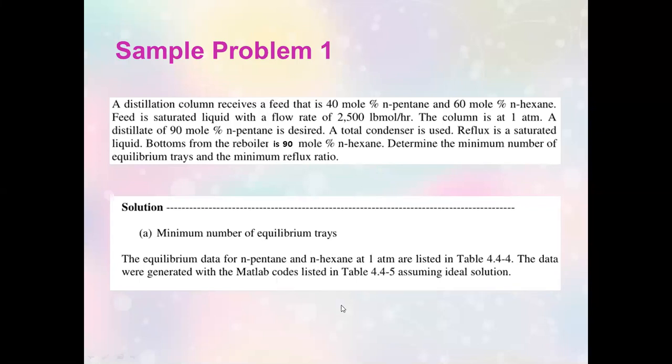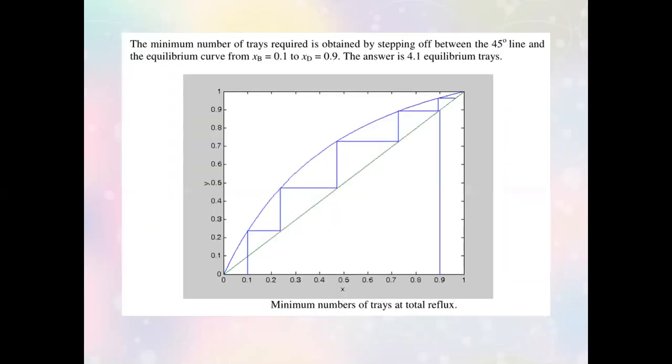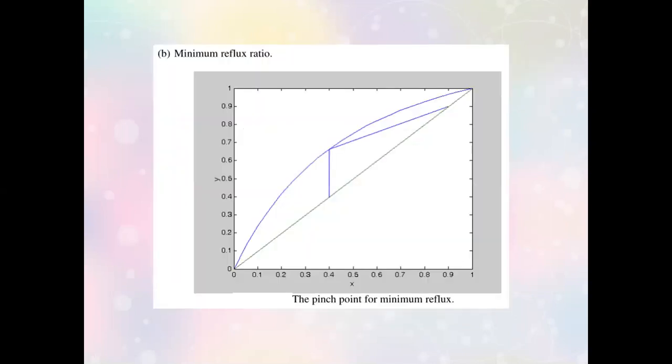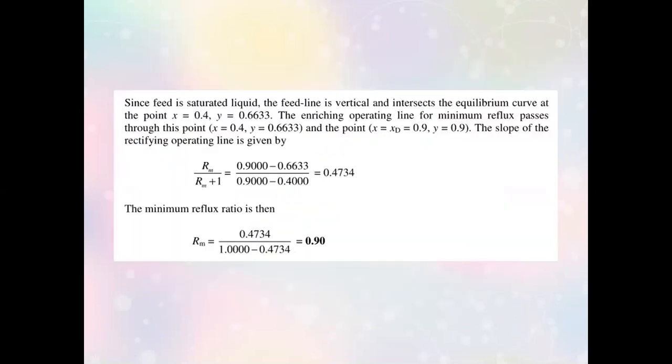So I'd like to go through all this. The mole percent of normal hexane in the bottom's liquid for the reboiler in this sample problem is not 98. I have mistyped it. It should be 90. And the rest of the solution that is written here is already correct or agrees with what is provided in the problem in terms of the given information.